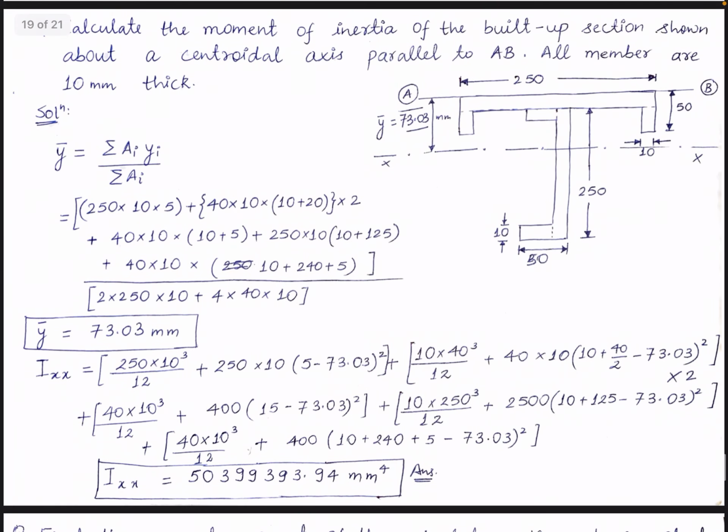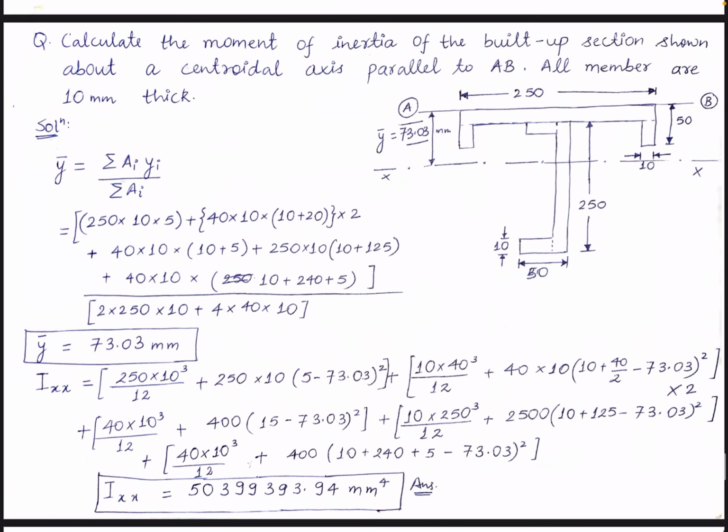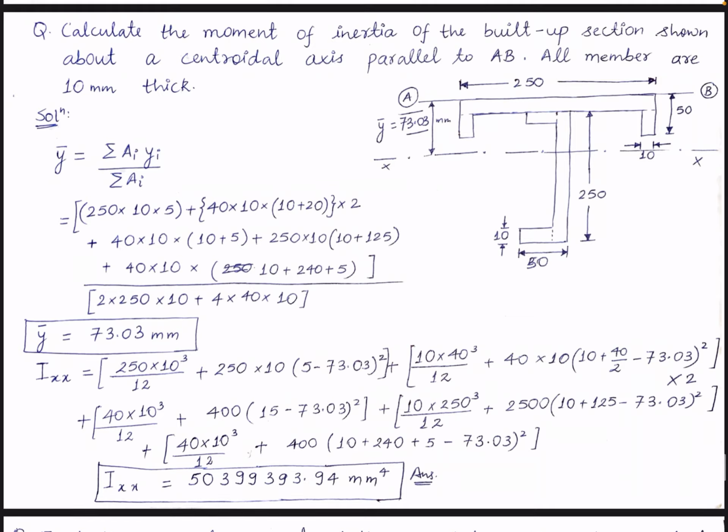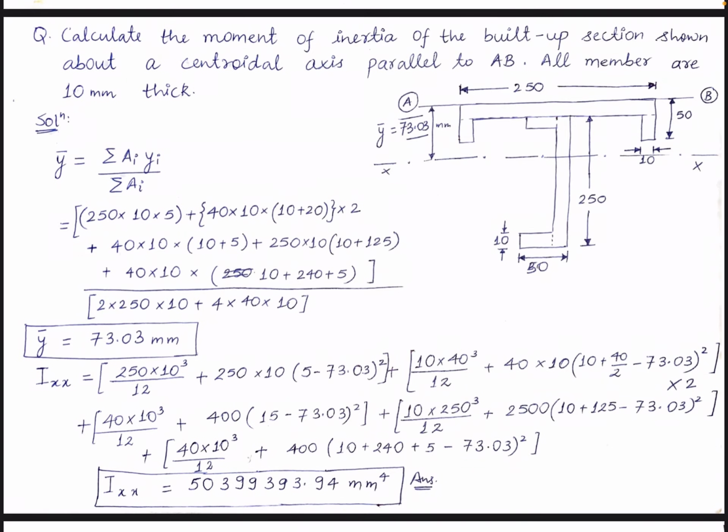Now this is a little complex but not too difficult. So I will read out the problem. Calculate the moment of inertia of the built-up section shown about the centroidal axis parallel to AB. All members are thick. So for this, due to unsymmetry, we have to calculate x bar and y bar. But only y bar will be sufficient because it is asking to calculate about AB, which is parallel to xx. So only y bar will be changing. Simply you have to calculate y bar.